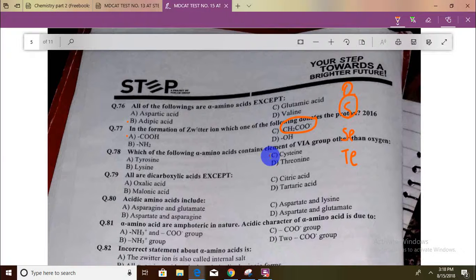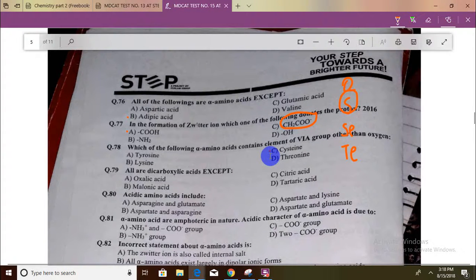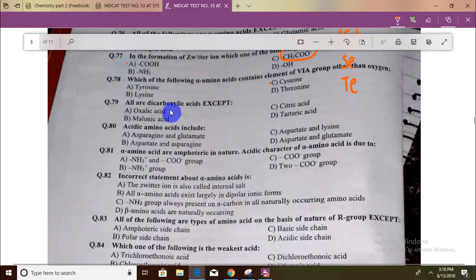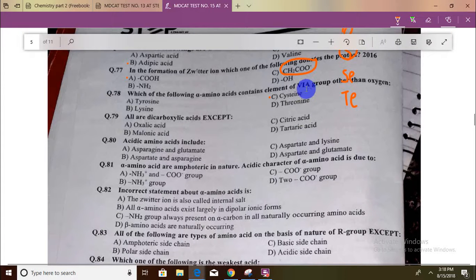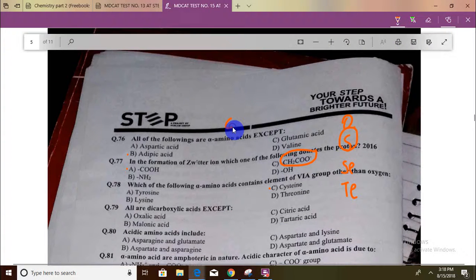Next, all are dicarboxylic acids except oxalic. Definitely, it's 2-carbon malonic, 3-carbon. Now, tartaric acid is also a dicarboxylic acid, and its formula is actually given in the alcohols topic, surprisingly, because it's like this. So it has this formula. It's a dicarboxylic acid and also has a dihydroxy portion.